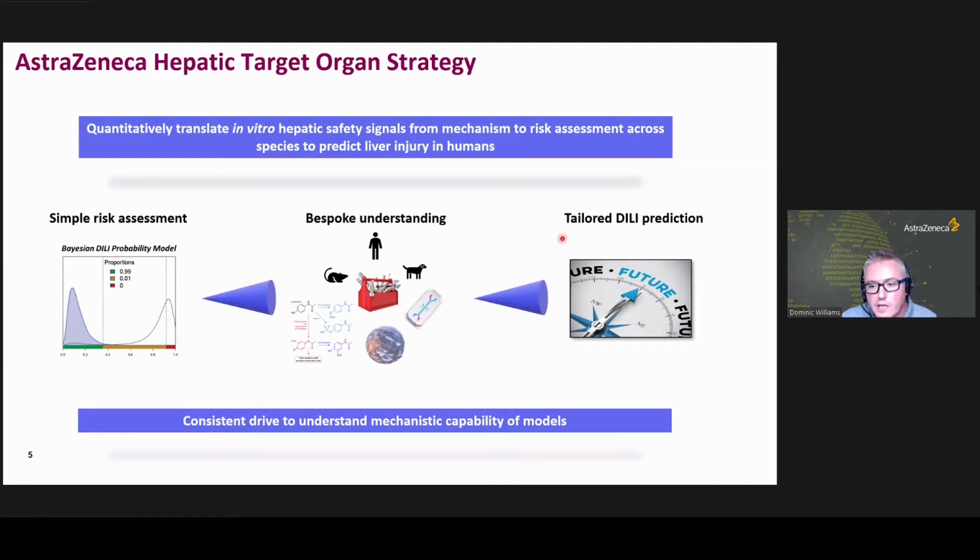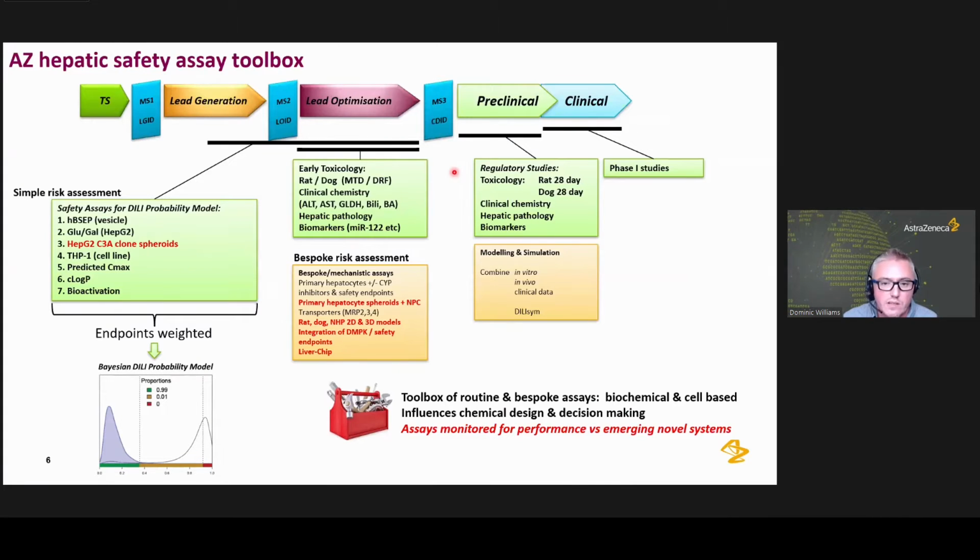And then we combine these two risk assessments into a tailored drug-induced liver injury prediction, by which we give advice to project teams. And I think the main aspect of this is that we want to do quantitative translation from in vitro, understanding mechanisms, incorporating these into the risk assessment across species to predict liver injury in humans. And so I'll take you through this process about how we do this in AstraZeneca.